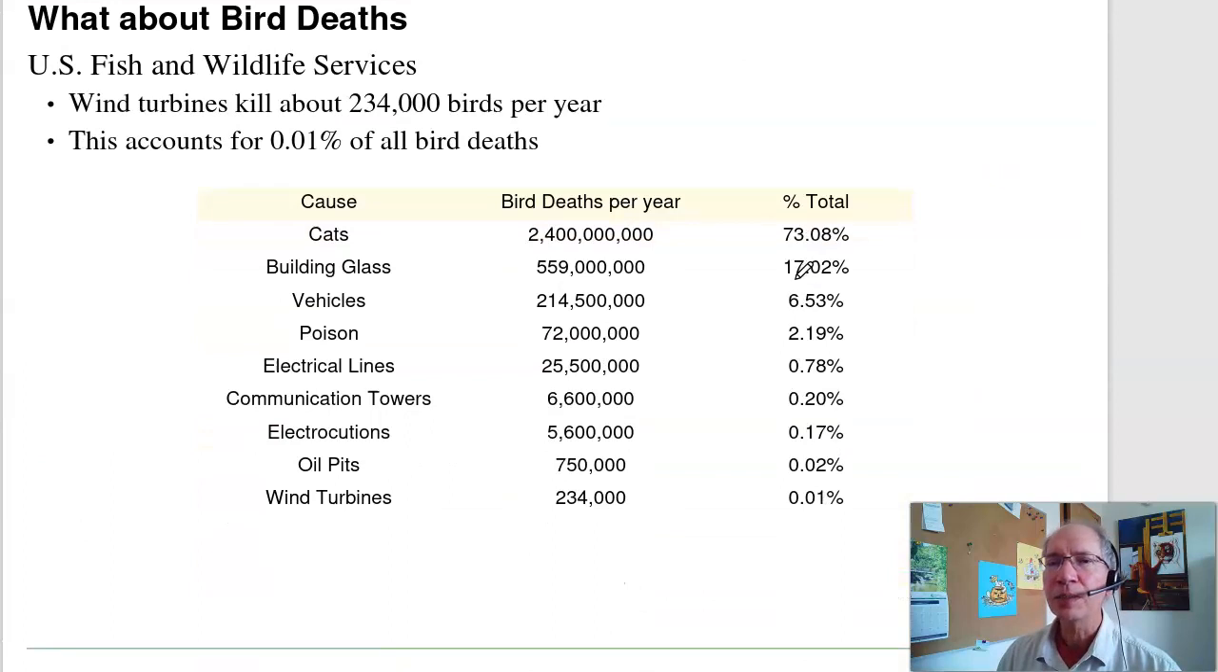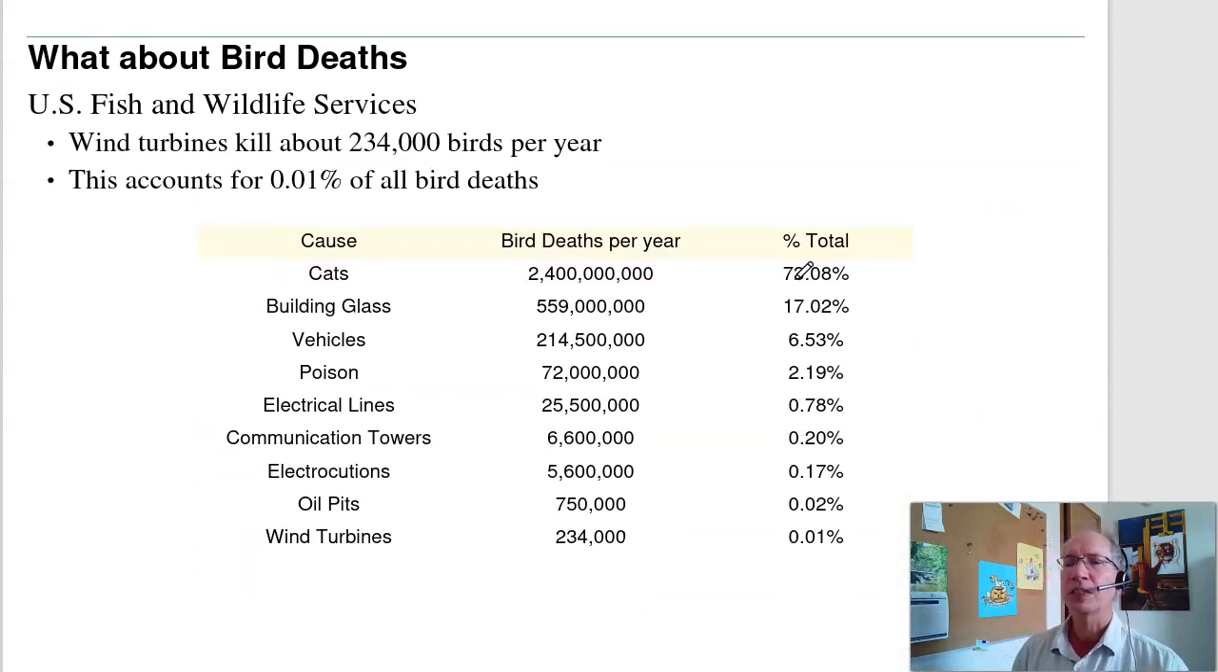And there is some talk about bird deaths. Well, wind turbines kill birds. Well, that is true. Wind turbines kill about 234,000 birds a year. However, comparing that to other causes of bird deaths, cats kill about 2.4 billion birds a year. The glass in buildings kills 559 million. Vehicles like cars, poison, electric lines, communication towers, electrocutions, oil pits, all kill more birds than wind turbines.